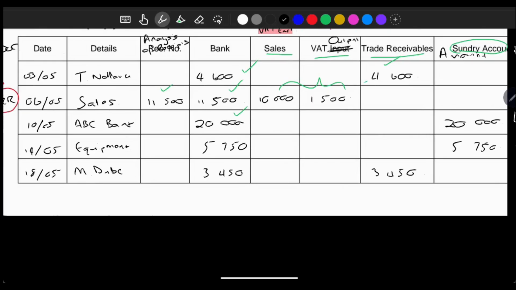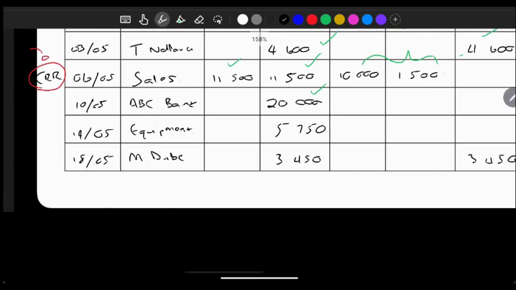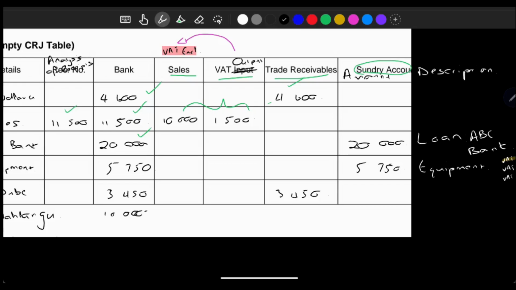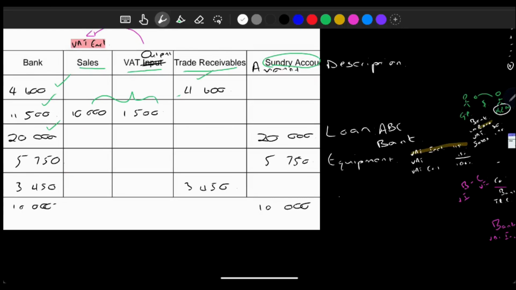Now I want to touch on something else that is not in the activity. One last transaction that normally comes up here, right? Capital contribution. So here I'm going to say my name, Bongani Mahlangu, and let's say I contributed 10,000 in bank. And then once again, just like equipment, just like the loan, it is not part of sales, not part of VAT output, not part of trade receivables. So we take it to the everything else account, the sundry account, and we say there 10,000 Rand capital contribution.